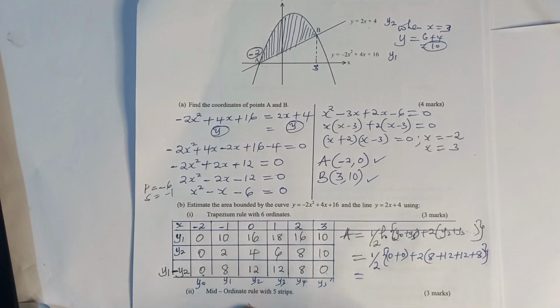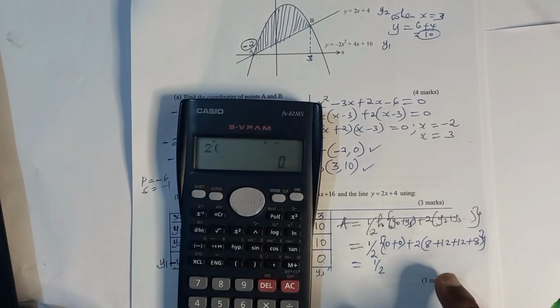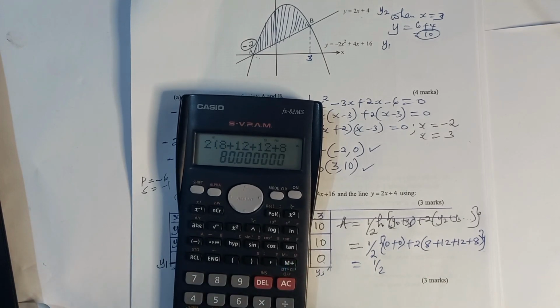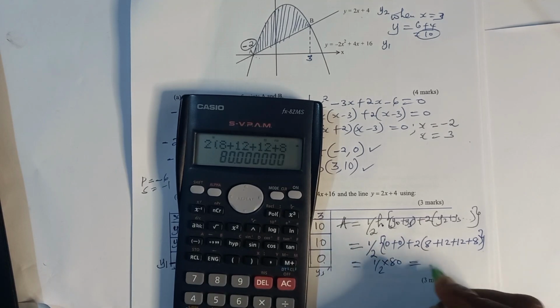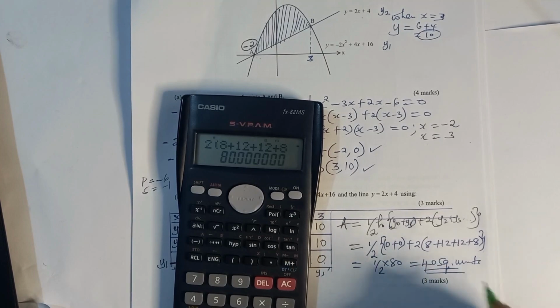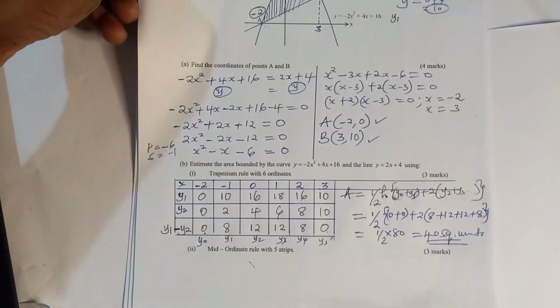So this will give a half. This will be 0 plus, you work out these, 2 bracket 8 plus 12 plus 12 plus 8. That will be 80. So this will be half times 80, and this will give 40 square units. So that is the first solution using the trapezium rule.